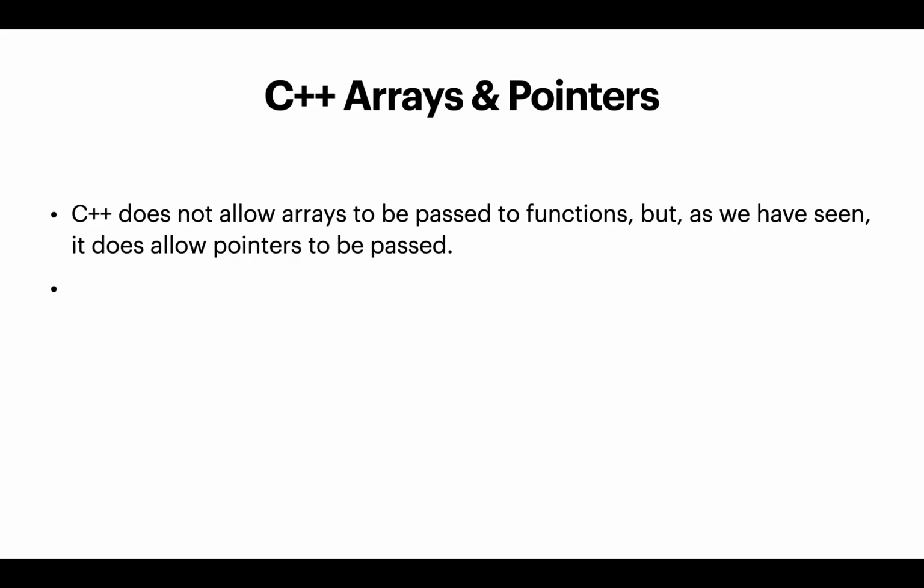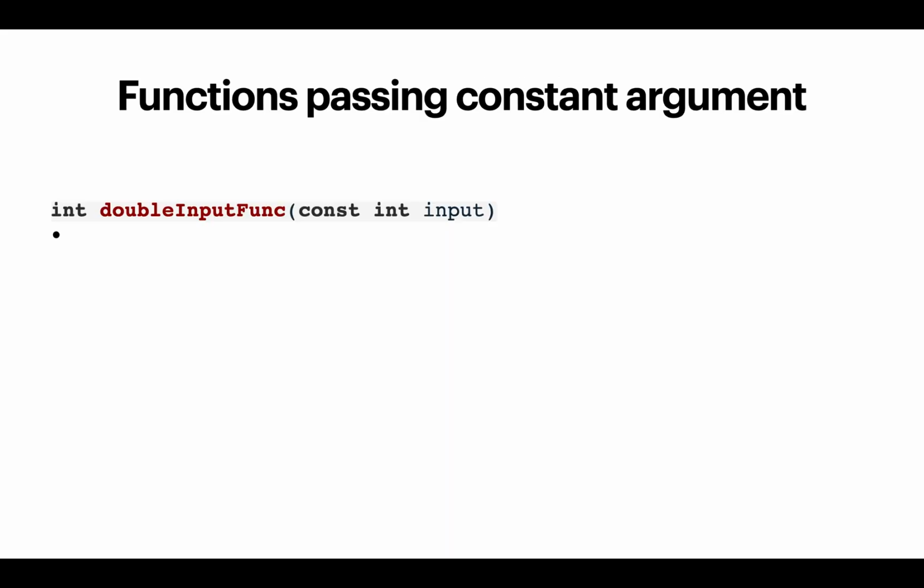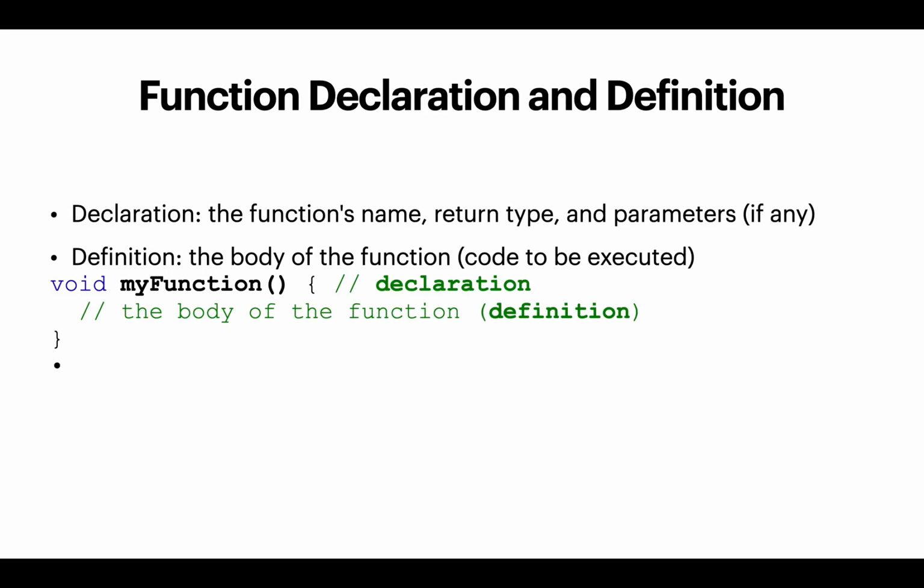So C++ arrays and pointers. C++ does not allow arrays to be passed to functions, but as we have seen, it does allow pointers to be passed. Functions passing constant argument. Here we can see that we can pass a constant argument as input, and the function cannot change the input value. If the function changes this value by incrementing or decrementing this integer, it will give a compilation error, so it will not work.